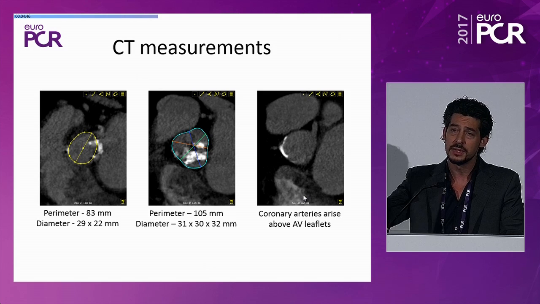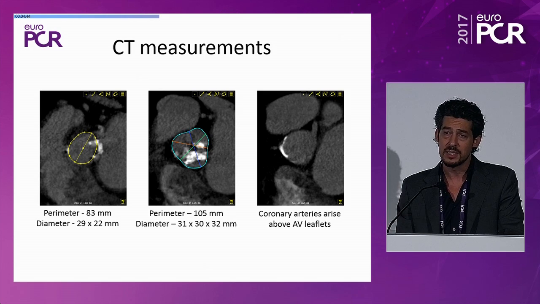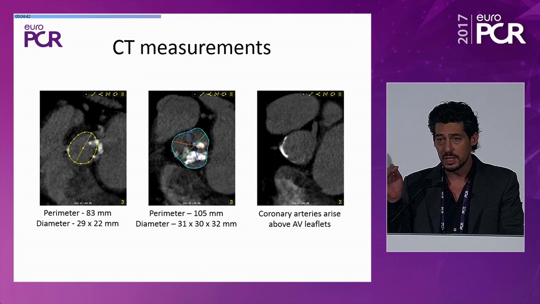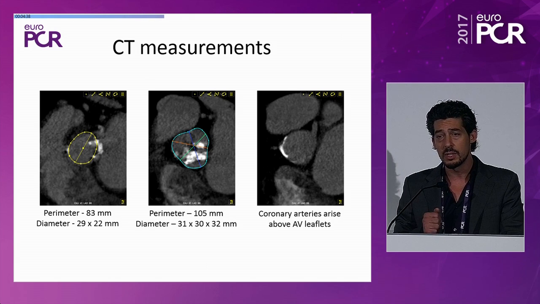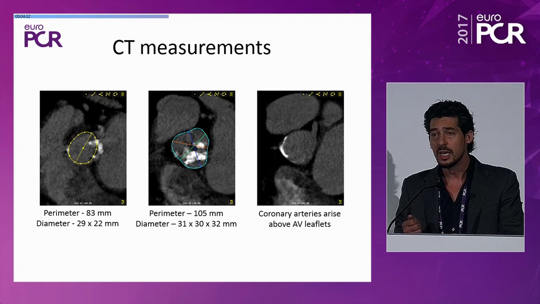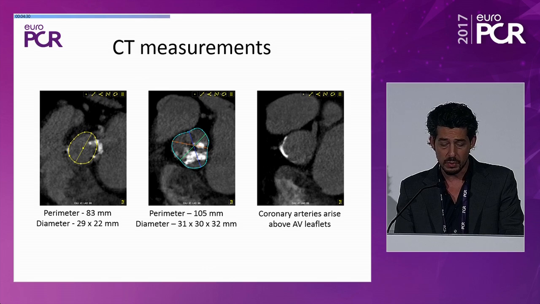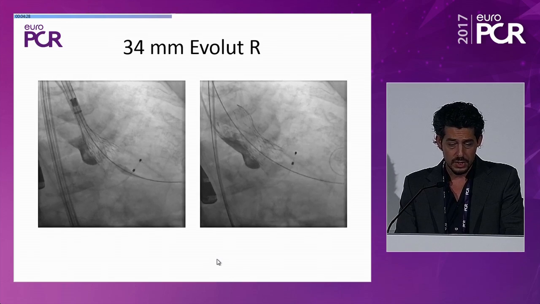So just scroll up and down across your sinus of Valsalva, and see where those aortic valve leaflets finish. And if they do finish before the takeoffs of the coronary arteries, even in the presence of perhaps a small sinus of Valsalva or extreme calcification, you might mitigate the risk of coronary obstruction. So let's go to the case.